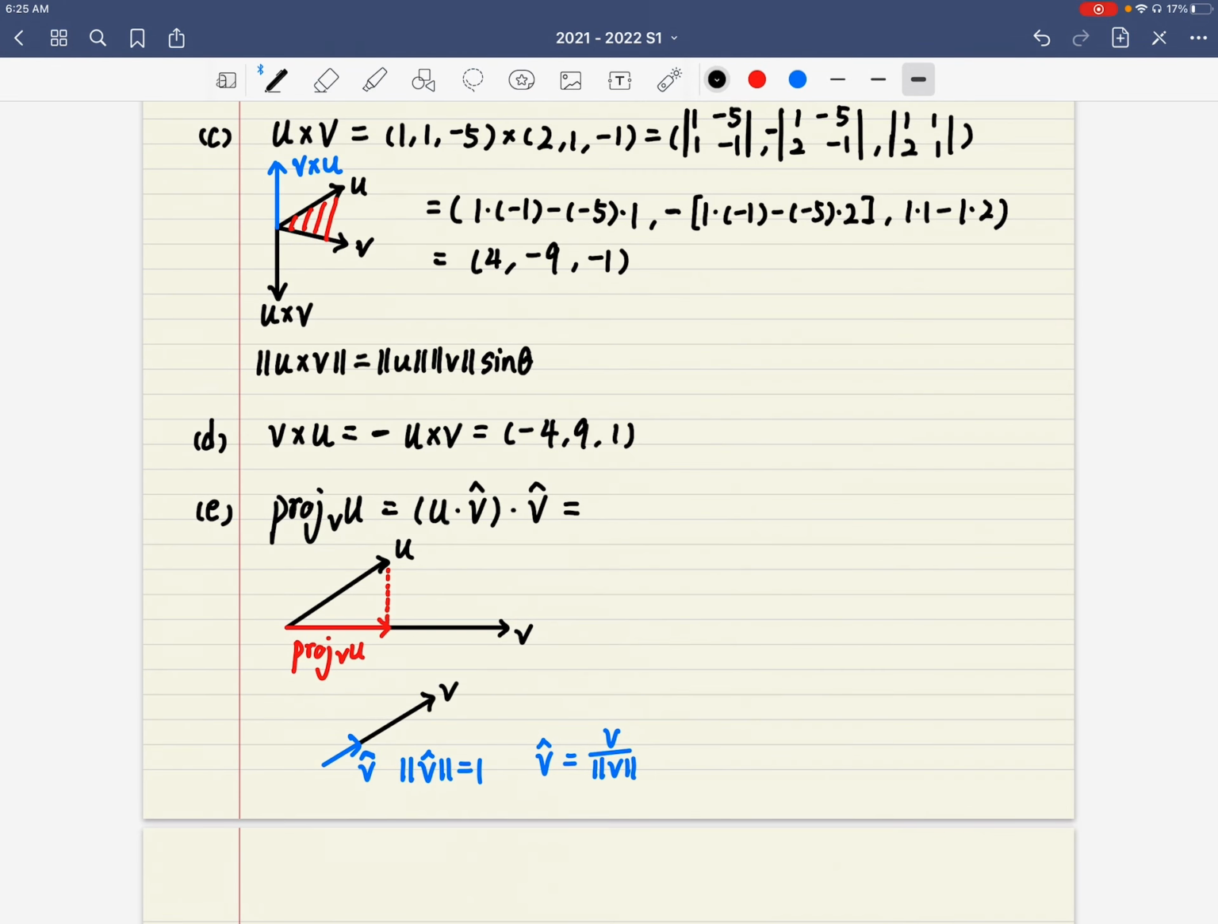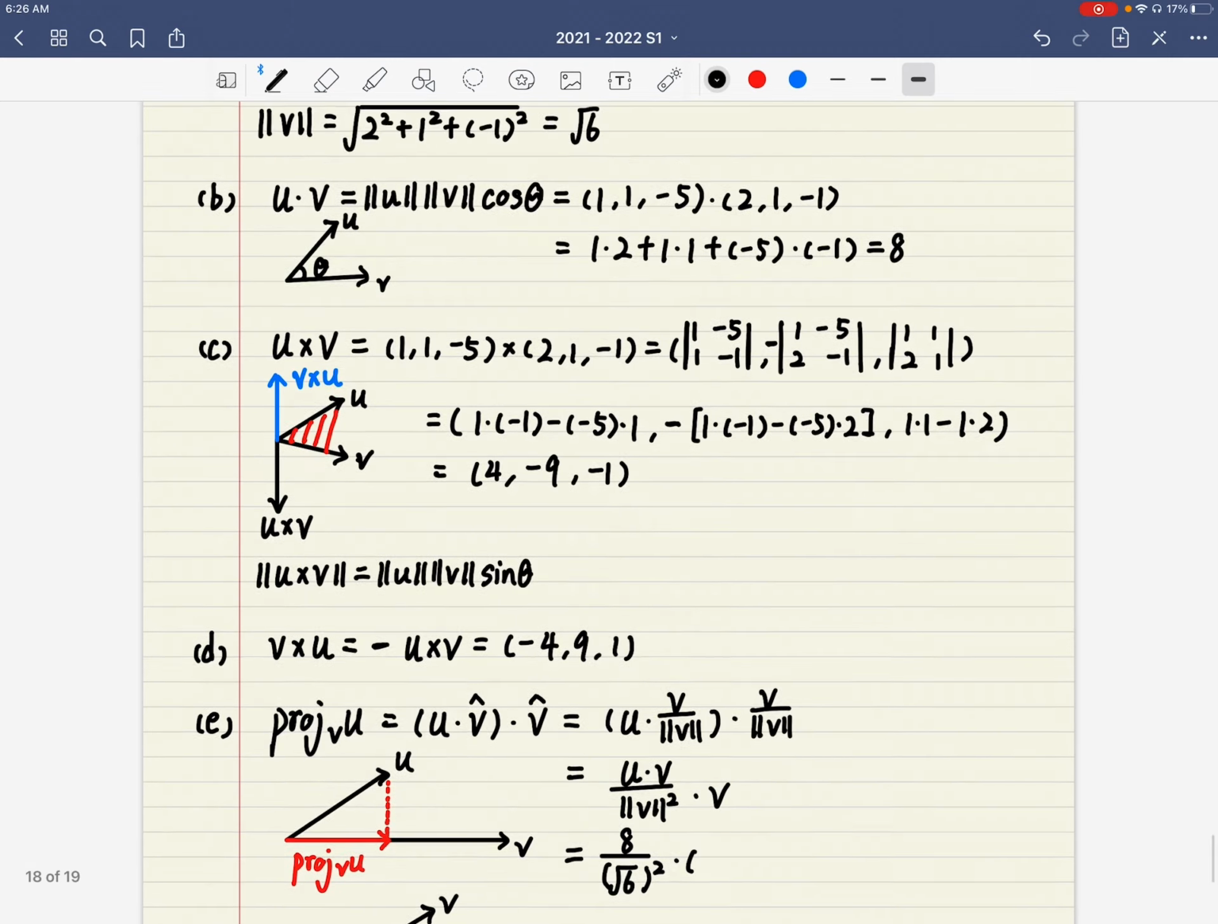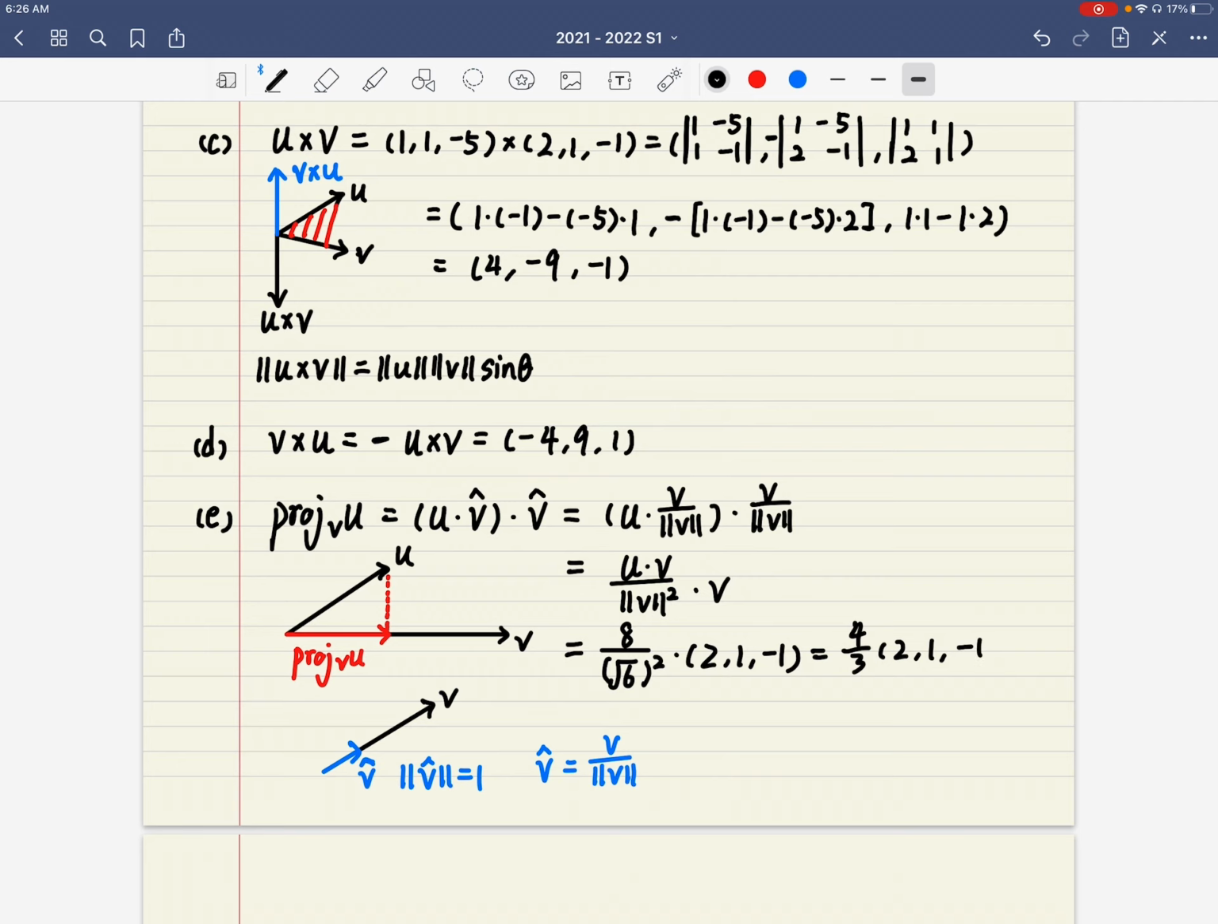So it's actually U dot V over the length of V squared, times V. U dot V, you already know it, we already got it just now. It's 8. And the length of V squared is the square root of 6 squared, times V. V is a vector, it's 2, 1, negative 1. Then the result is just 4 over 3 times 2, 1, negative 1. Okay, so that's all for question 1.